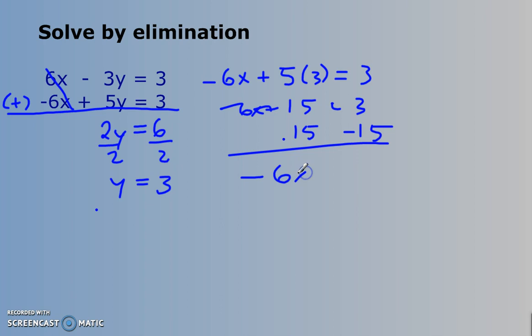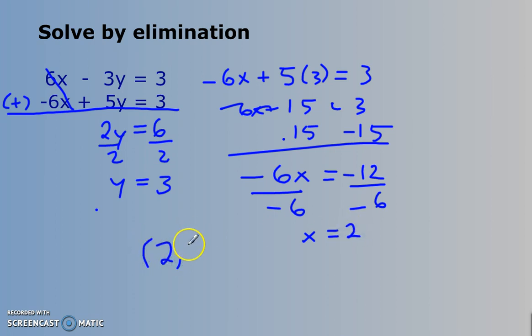Negative 6x is equal to negative 12. Divide by negative 6, and we get x is equal to 2. Remember, give your answer as an ordered pair because the solution to a system of equations is the point where the lines intersect. So that's a point on the graph.